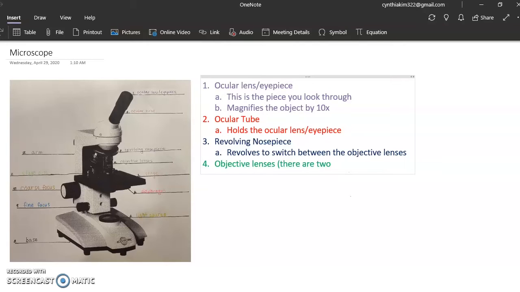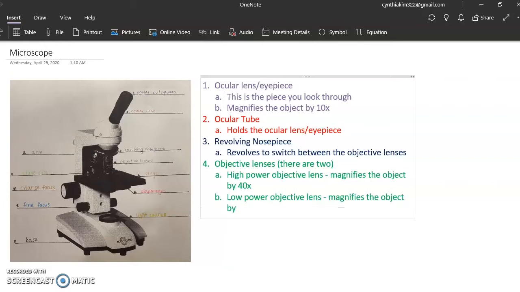So there are 2 types of objective lenses you should know. The first is the high power objective lens, or number 4 on the diagram, which magnifies the object by 40 times, and the second is the low power objective, which magnifies the object by 10 times.